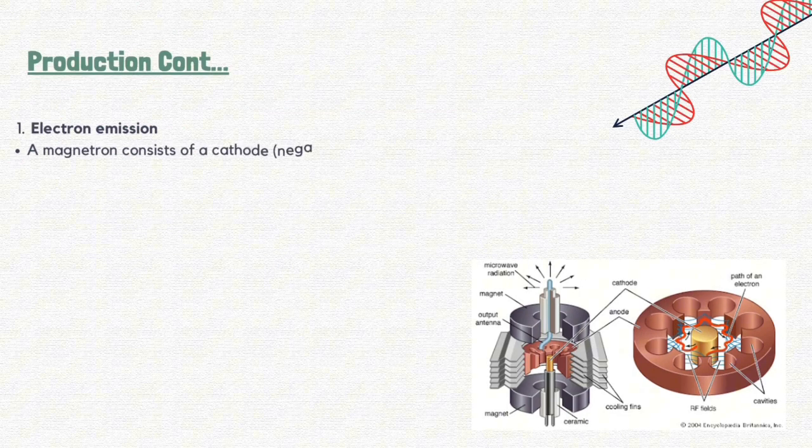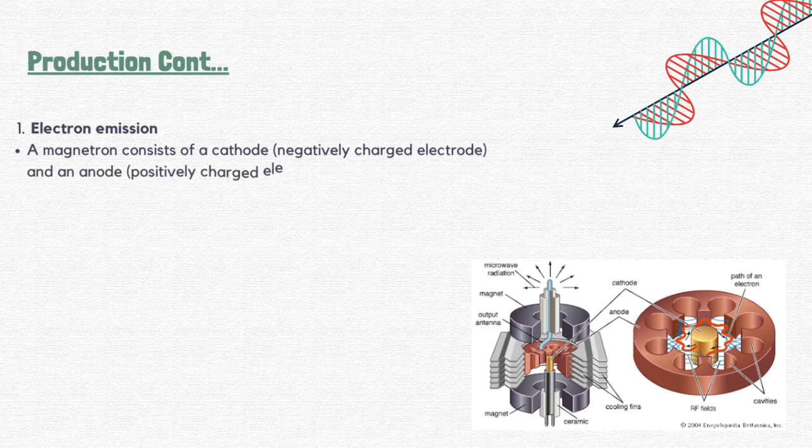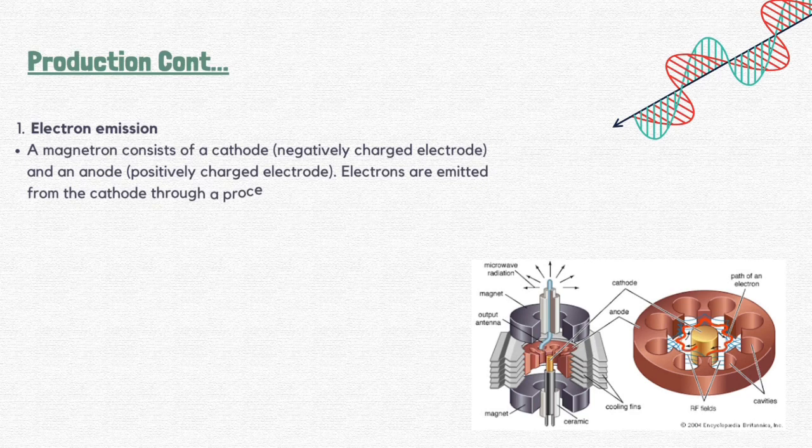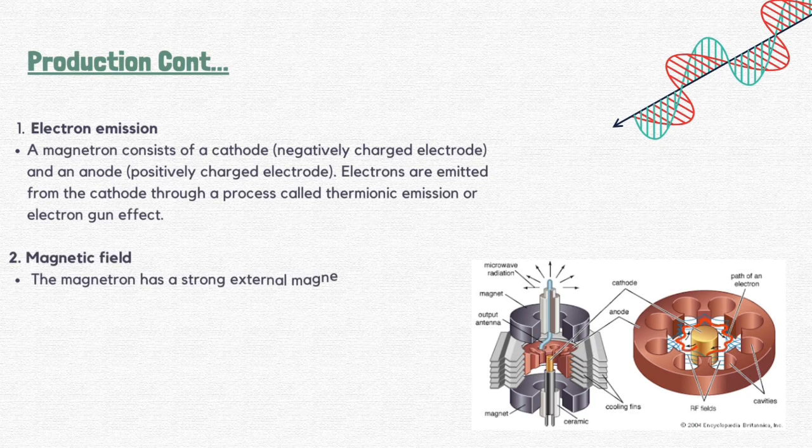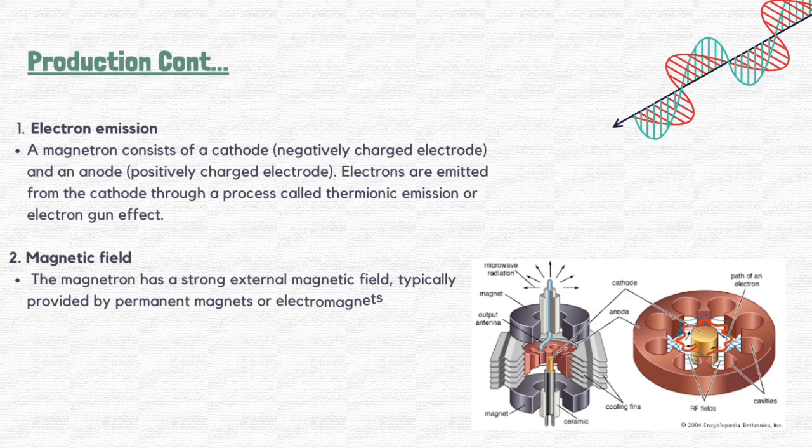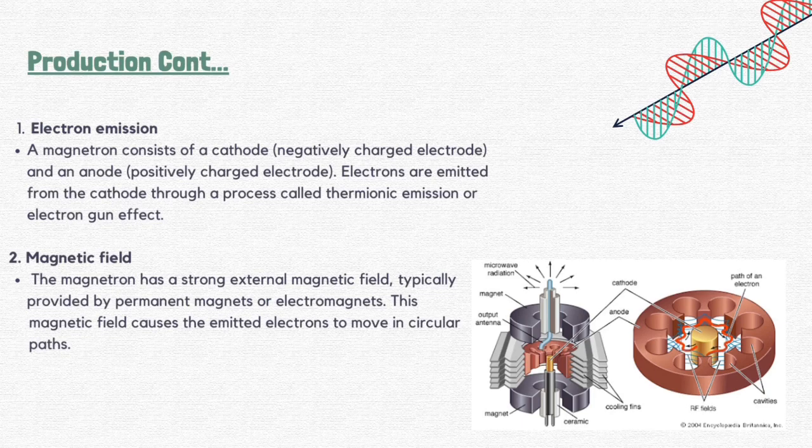So, how is microwave produced? We can see the flow. Electron emission. A magnetron consists of a cathode, a negatively charged electrode, and an anode, a positively charged electrode. Electrons are emitted from the cathode through a process called thermionic emission or electron gun effect.